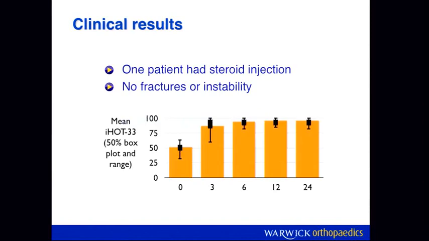And we have some pretty good clinical results. Here's the IHOT coming up from down in the 50s up to almost normal. And this pattern's pretty similar to typical young male FAI patients. And that's been retained now for 24 months. So our shortest follow-up on these patients is 24 months now.